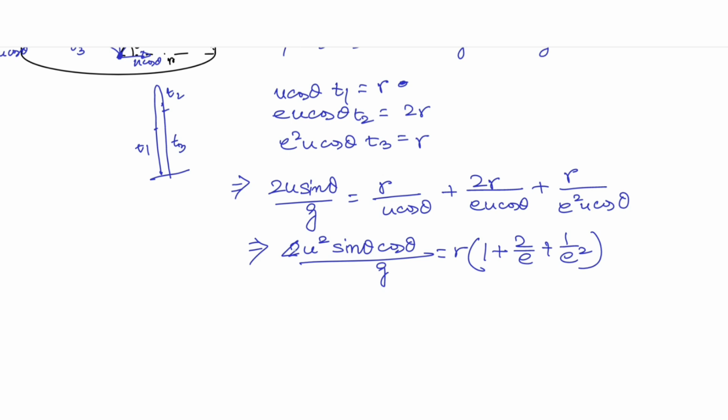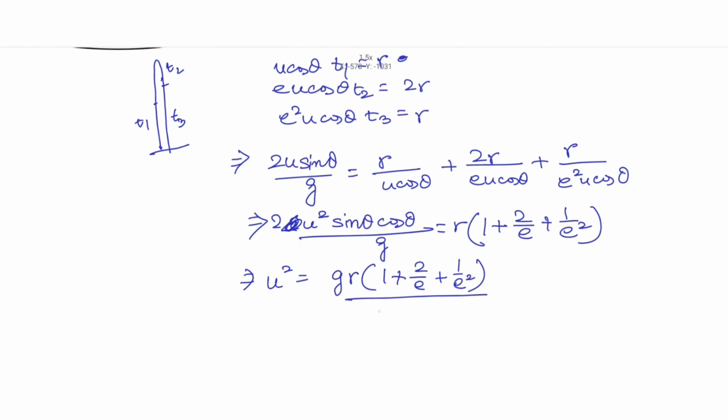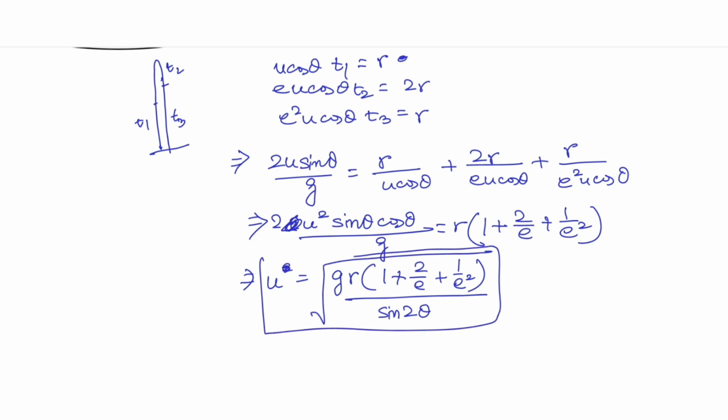So u square is coming out as g r into 1 plus 2 by e plus 1 by e square, divided by sine 2 theta, and u is just the root of this. So this is the required answer for this question.